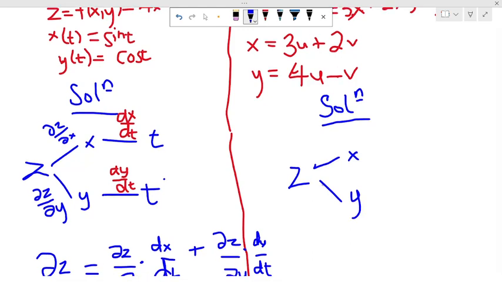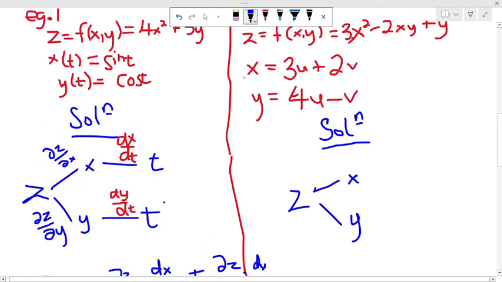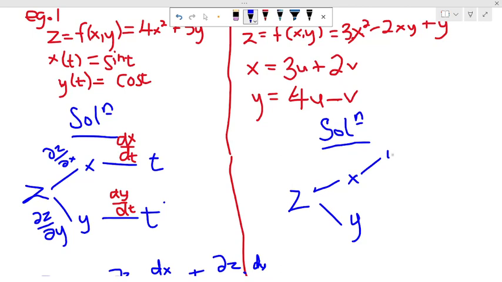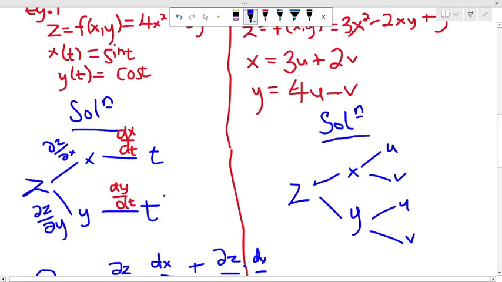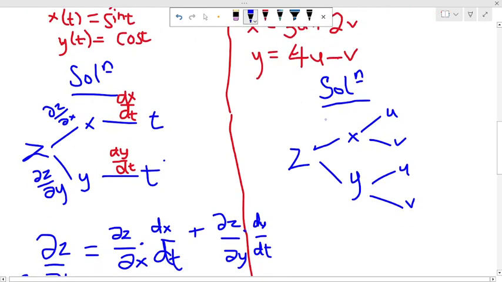and y. And now we can see that our x is dependent on u and v, and our y is also dependent on u and v. So therefore we have x dependent on u and v. We have y is also dependent on u and v. So now this is our tree diagram.